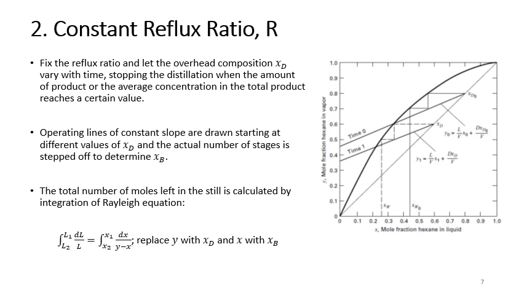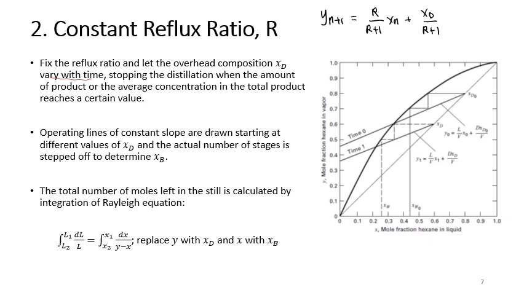So the second mode of operation for batch distillation is constant reflux ratio R. We put the ROL here: y(n+1) equals R over R plus 1 times xn plus xD over R plus 1. What we do for constant reflux ratio R is you fix the value of R and then let the overhead composition XD vary with time, stopping the distillation when the amount of product or the average concentration in the total product reaches a certain value.